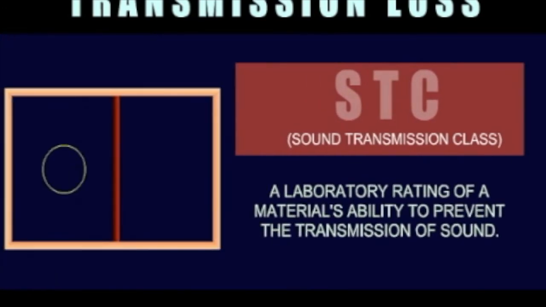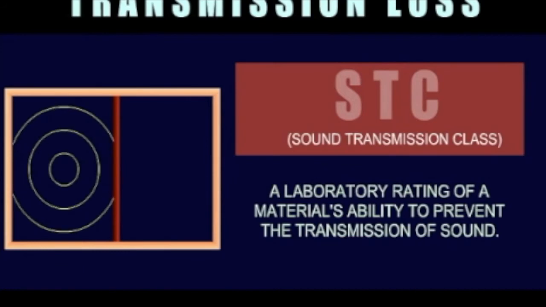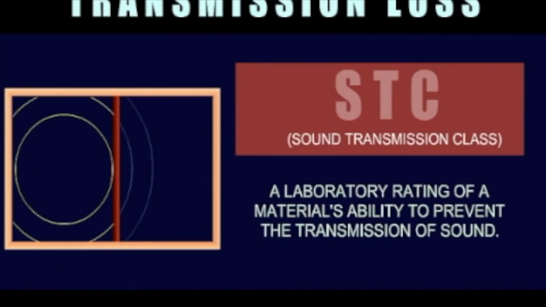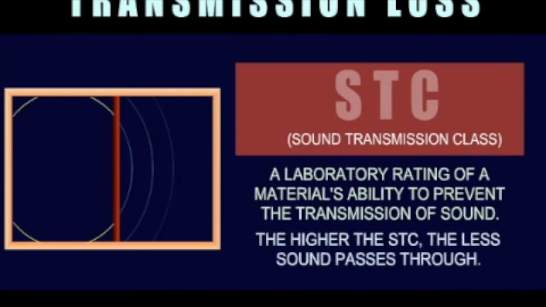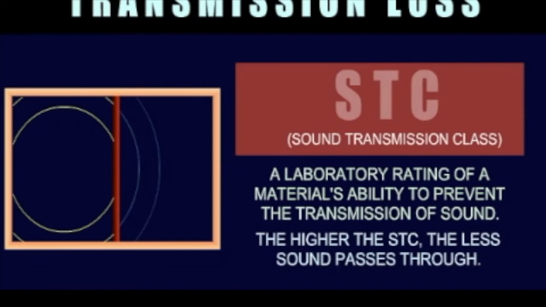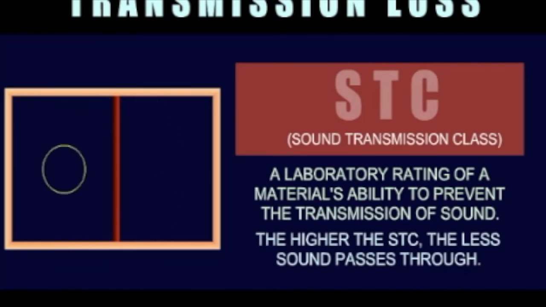STC is measured by producing noise in one room while measuring how much sound is able to pass through the test specimen in an adjacent room. The higher the STC, the less sound passes through. A material's STC is critical when attempting to reduce or eliminate sound from traveling between two spaces.